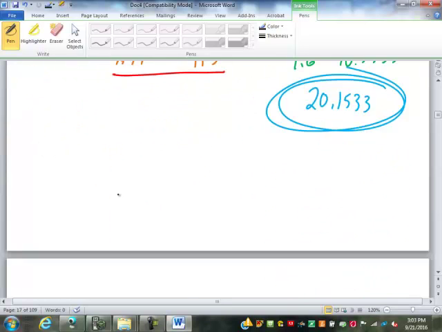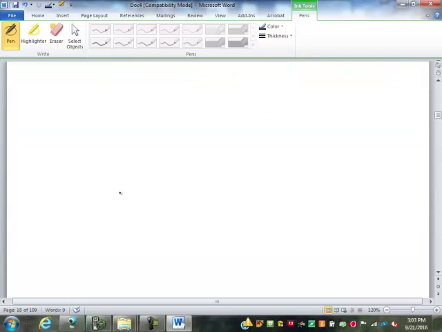Now, another application of decimals that I want to make sure we go over is a transit.